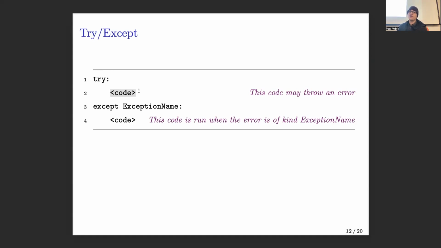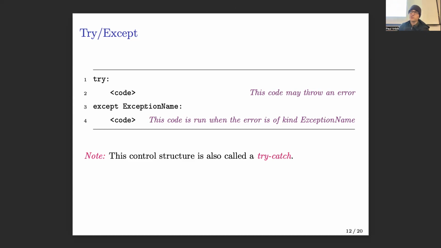And if an error occurs, particularly exception name, so exception name is going to be one of the names of the errors I showed you at the beginning, it can say, oh, I tried to run this code, but an error occurred. I'm not going to terminate execution, but rather just call this exception code. So I'll give you an example. But here's the general structure of this new control structure.